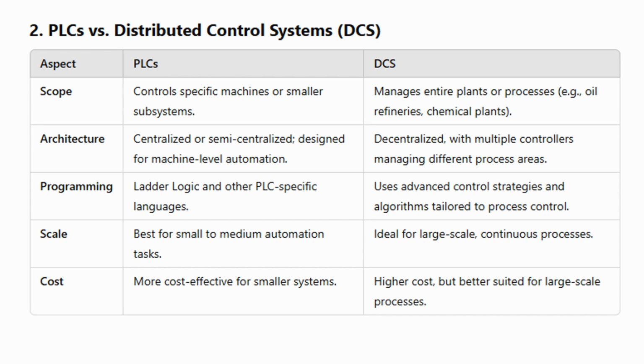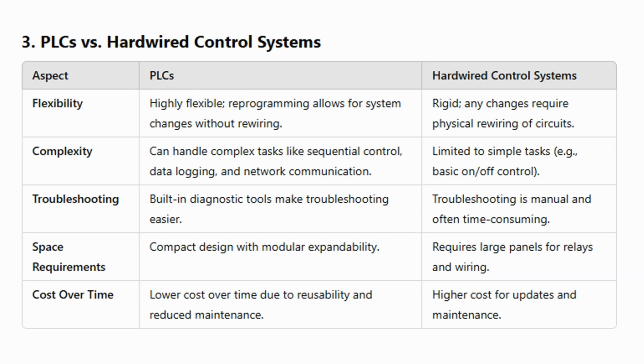And scaling: PLCs are great for small to medium automation tasks. A DCS is really for a large scale, continuous type process, which you're going to find a lot in chemical plants, refineries, things like that. Cost wise, a PLC is really cost effective for a smaller system. A DCS can be a lot more expensive, but it's really better suited for those large scale processes. So it really depends on what you're doing, where you'd want to get involved in these.